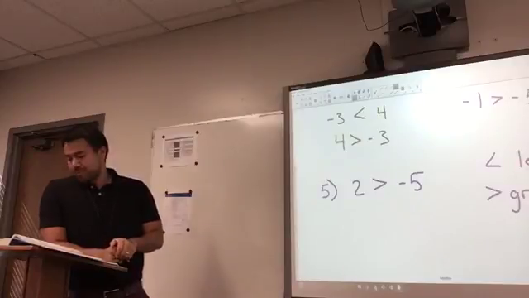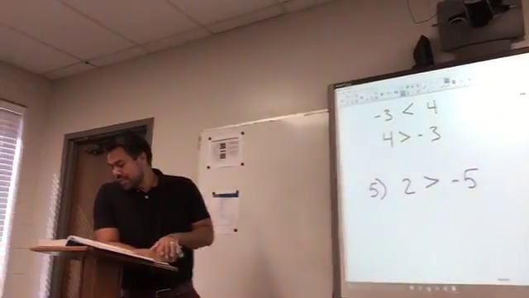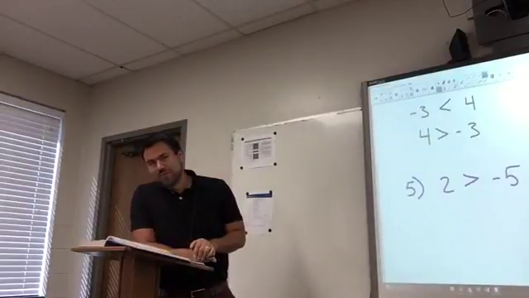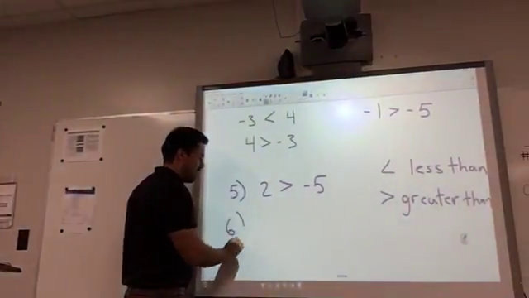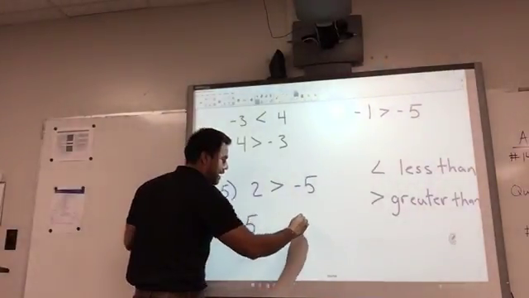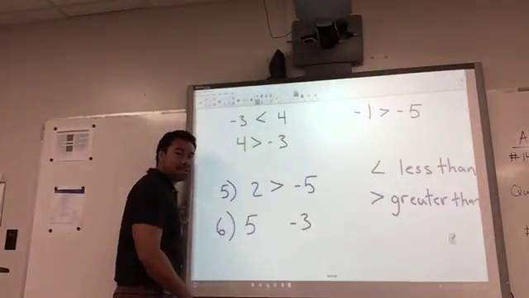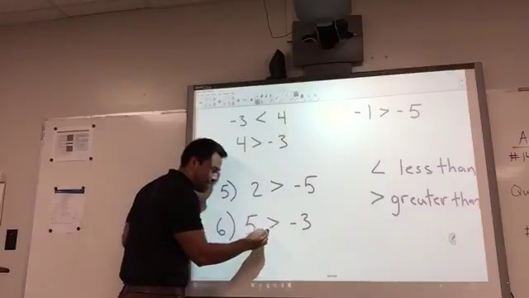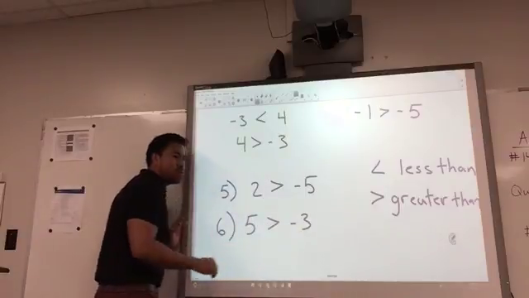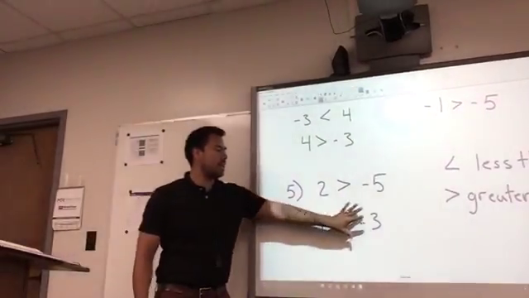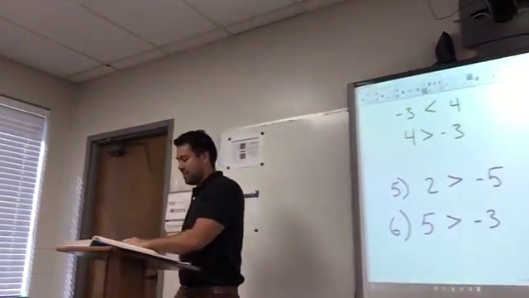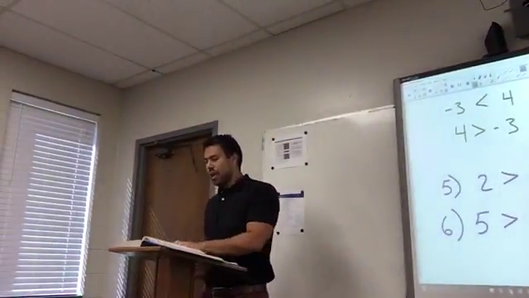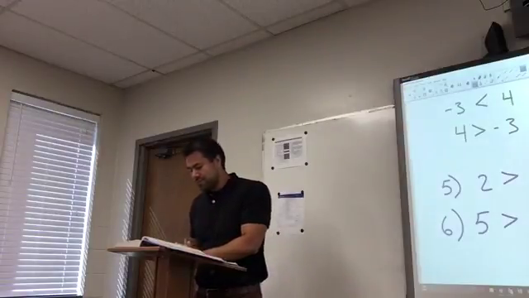Okay, that's number 5. Number 6. 5 is greater than -3. They basically gave it to you. All you have to do is rewrite that in inequality form. You guys okay with those? Okay. Look at number 11.